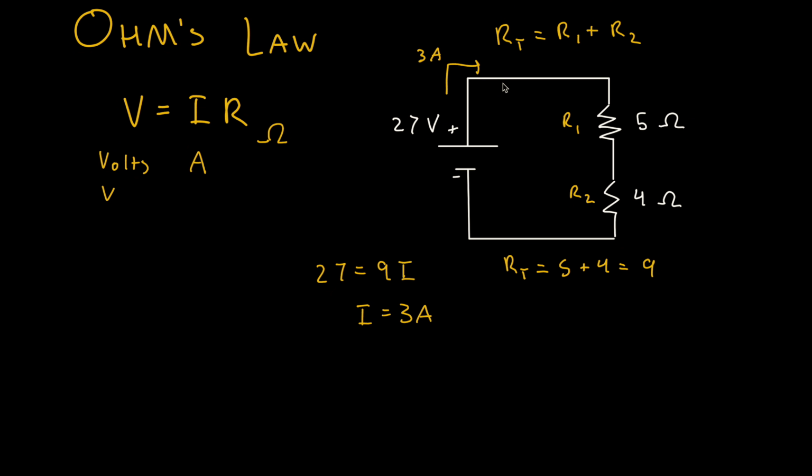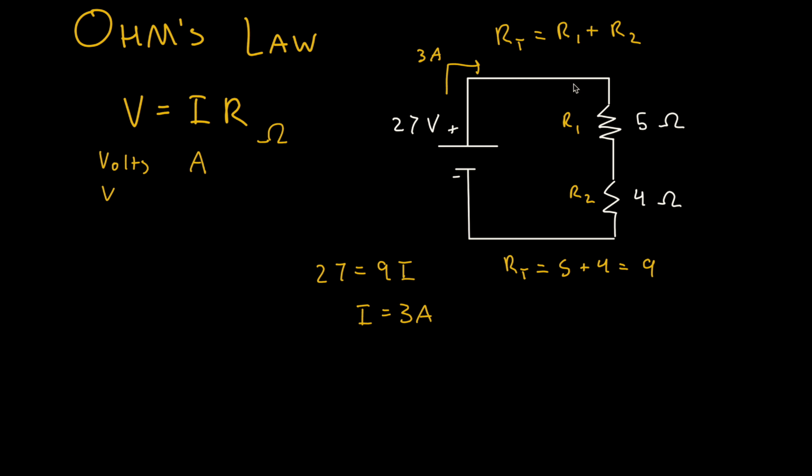So now we could ask the question, how much voltage is being consumed in resistor 1, and how much voltage is being consumed in resistor 2? Well, all we really have to do is use Ohm's law and find the voltage of that specific resistor. So we're given our total current. The amount of current that is flowing through this entire circuit is going to be the same.